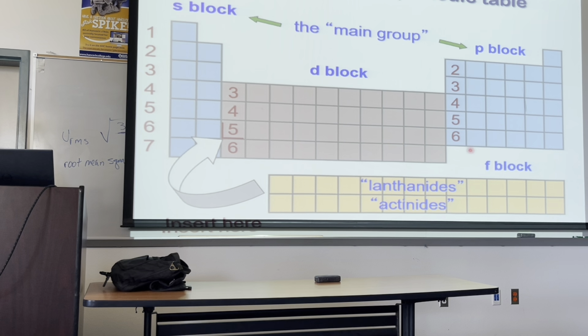Right, and again, in the fourth row, or n equals 4, when we get to the D block, we drop one level. And all the way across, right? And then the lanthanides, same thing. Okay.